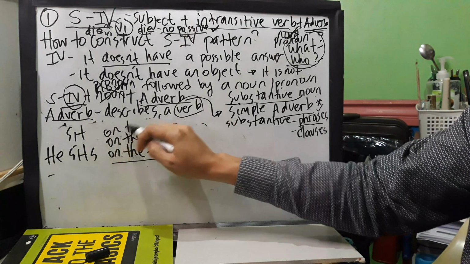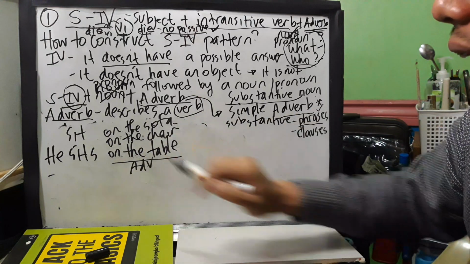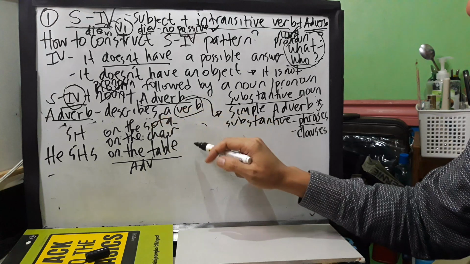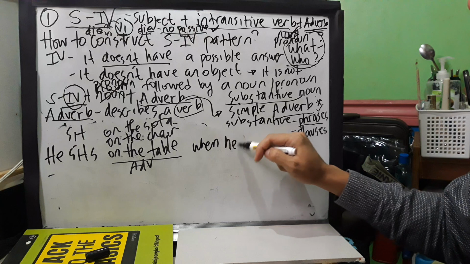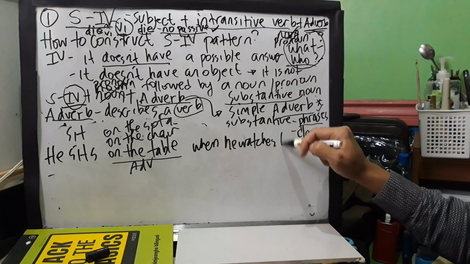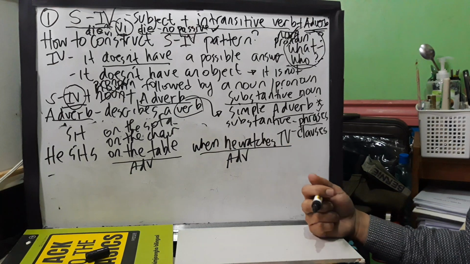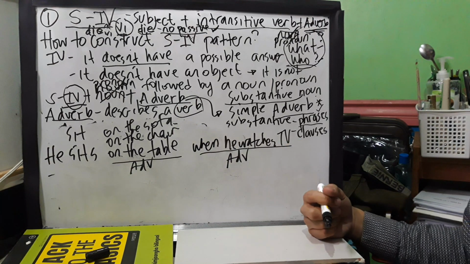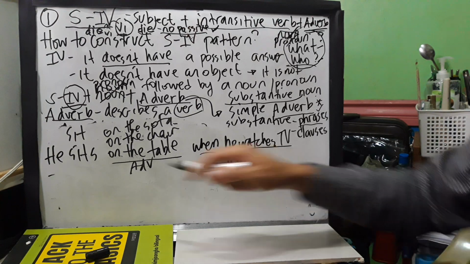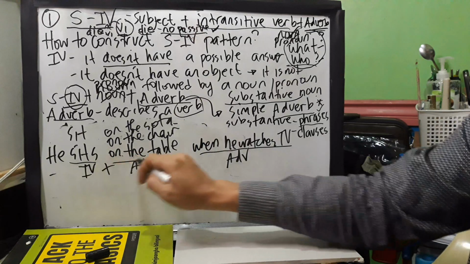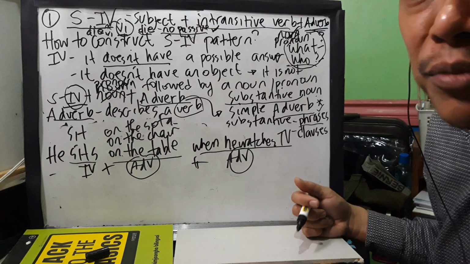He sits on the what? Sofa. So this is again an adverb. So you can say he sits on the sofa when he watches TV. So this is an adverb clause of time. So how many adverbs did I use in the sentence? I used two adverbs. So that is an intransitive verb plus adverb plus what? Adverb.